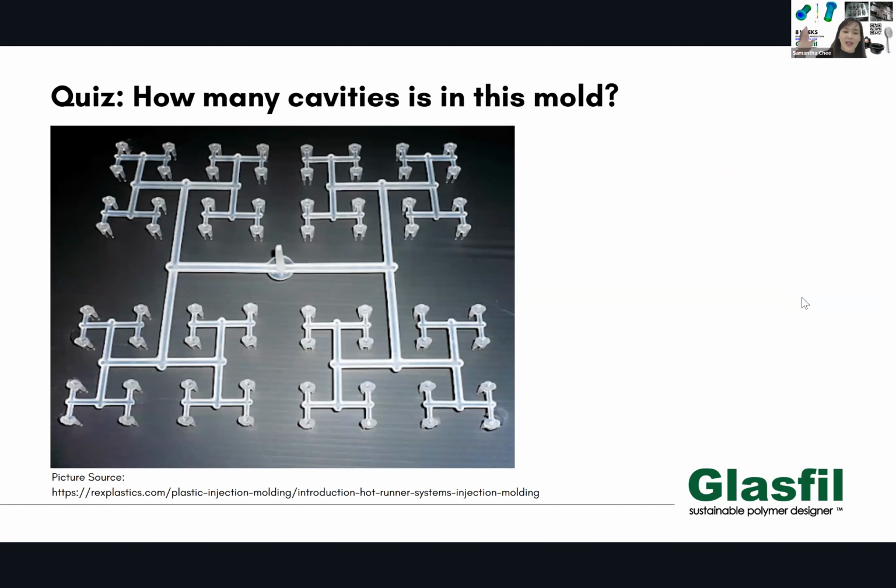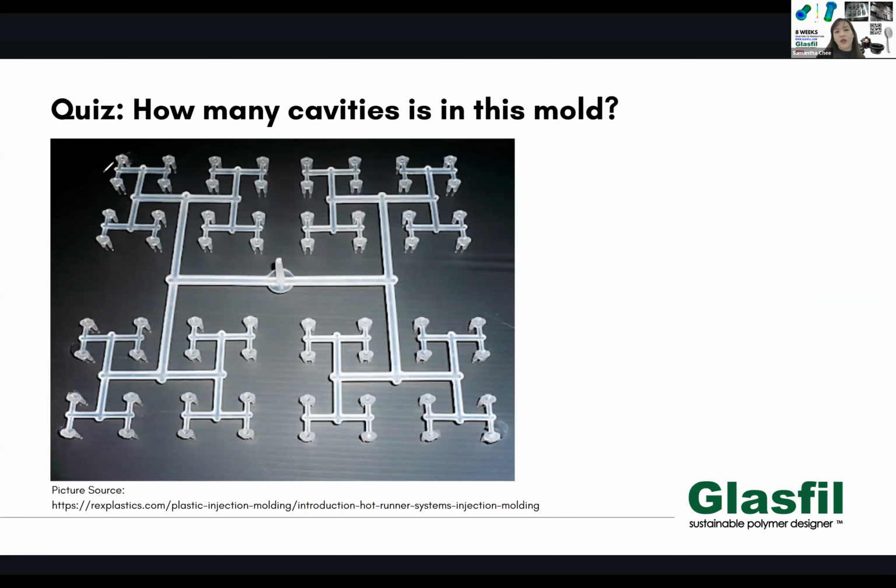All right, moving up next, this is another quiz. How many cavities is this particular mold? Can we do this exercise together? I am going to move this up. I'm going to use white. It looks symmetrical, so I know there's a group of 4 and another group of 4. This is one group of 4: 1, 2, 3, 4. So it's 16. And then it has another group, so it's 16 times 4 altogether.